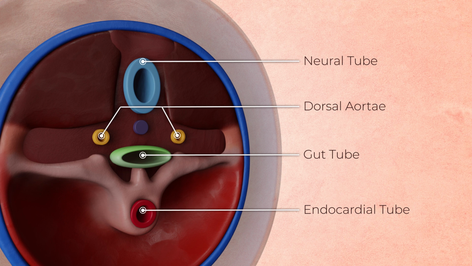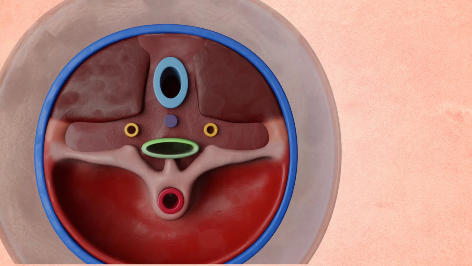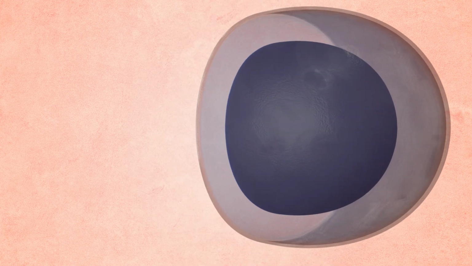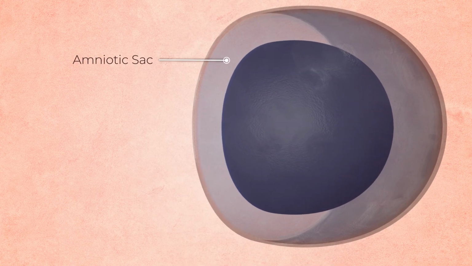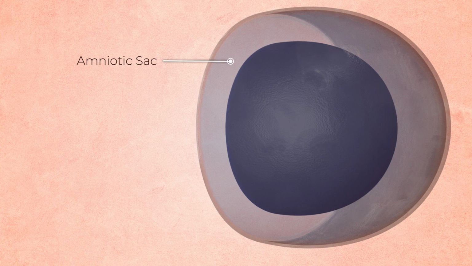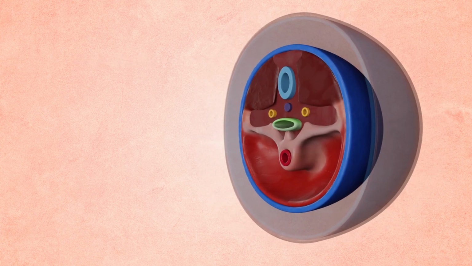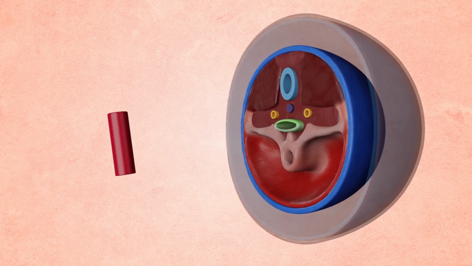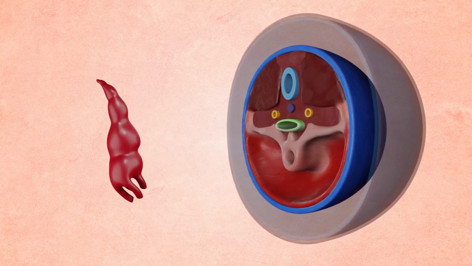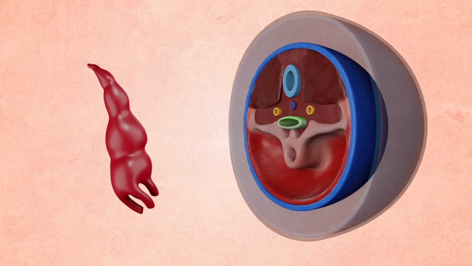Lateral folding also leads to separation of the extraembryonic layers and the embryo becomes suspended within the amniotic sac, a fluid-filled cavity represented as a transparent layer here. The journey of the fetal heart begins as a tube, which soon starts to undergo the process of cardiac looping and further structural development to resemble the adult heart.